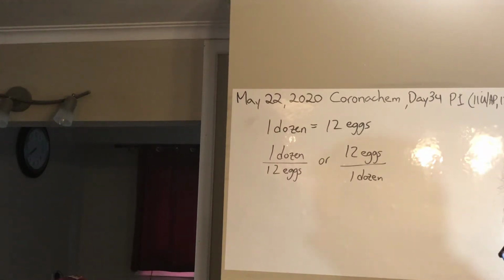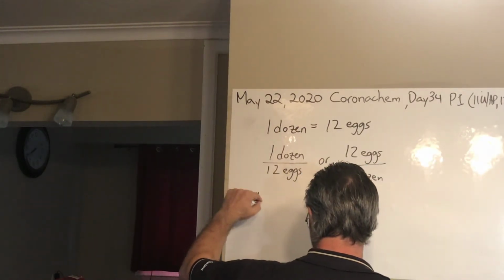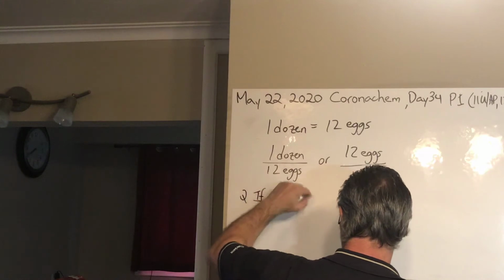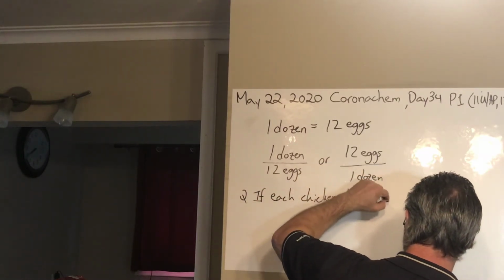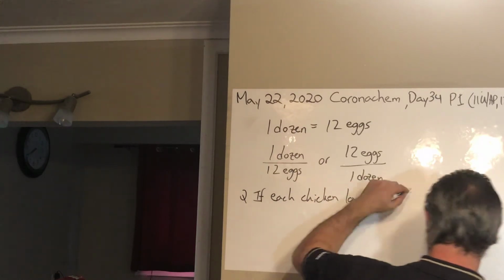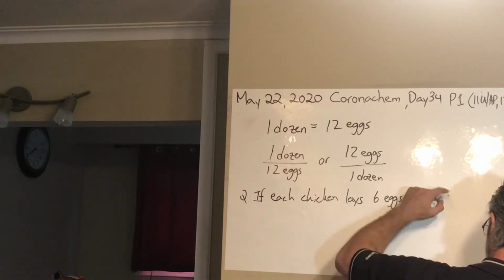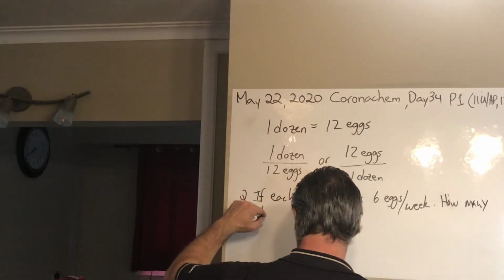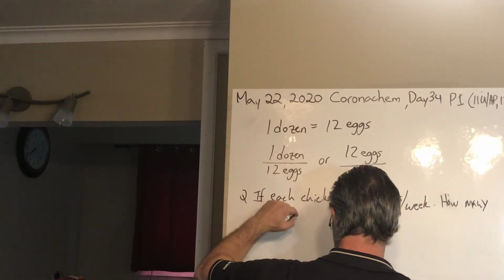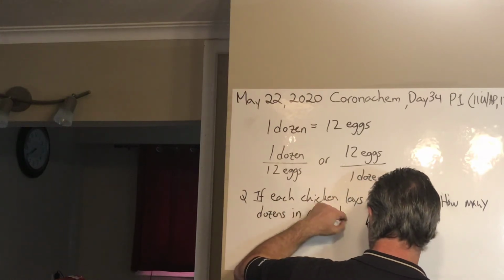How do you choose what to use? It's what you want to eliminate. So if each chicken lays 6 eggs a week, how many dozens in 5 weeks? I have to make it easy, 6 weeks.